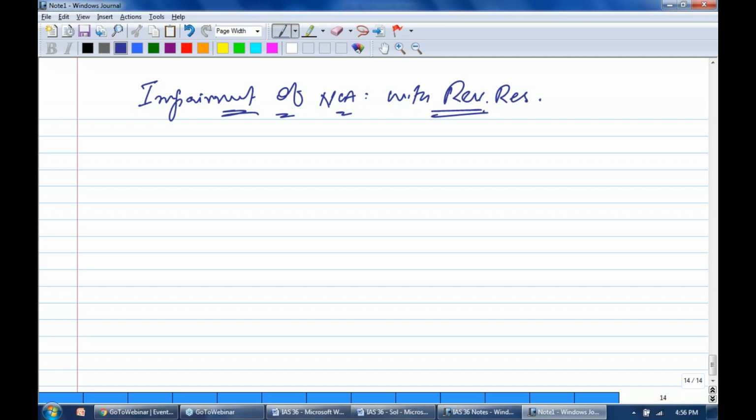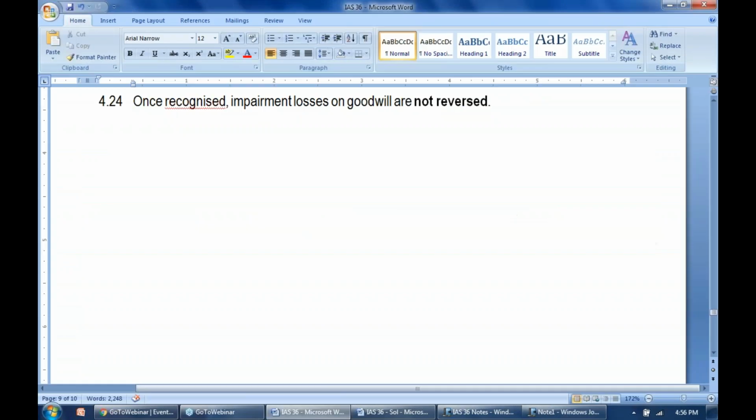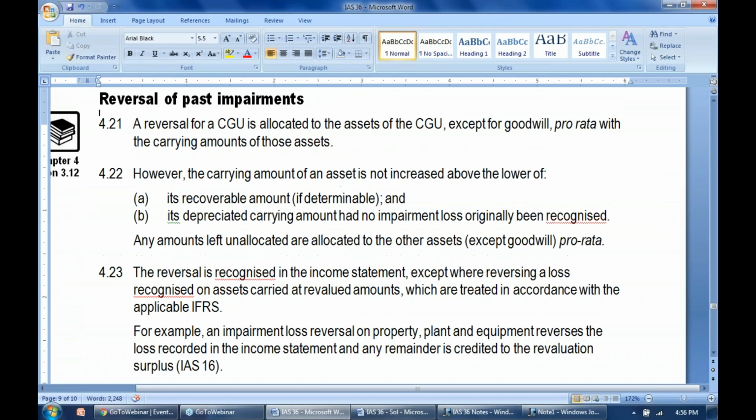And number two, the sequence of the reversal of impairment is the same as the impairment put up. For example, if we allocate the impairment to the revaluation reserve and the income statement, then we have to reverse with the revaluation first, then the remaining part of the reversal related to the income statement. And that is what is mentioned.